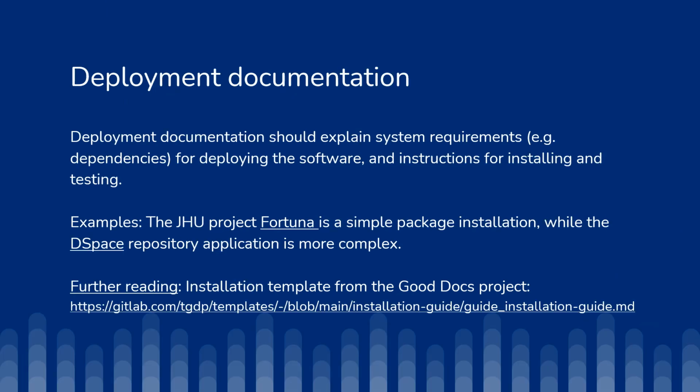The next element is deployment documentation. Deployment docs should explain system requirements for deploying the software and instructions for installing and testing. The JHU project Fortuna, linked here, is a simple package installation, while the DSpace repository application, also linked, is more complex. Follow the link to the Good Docs project for an installation documentation template.